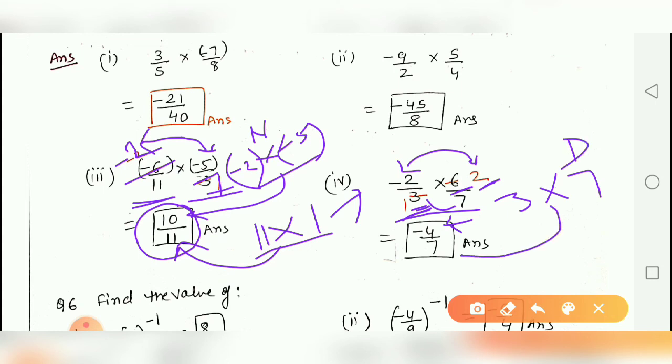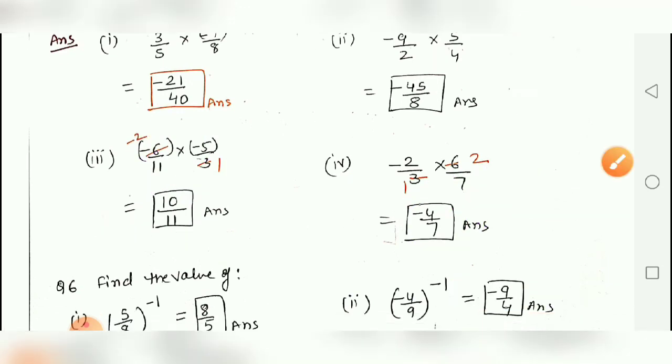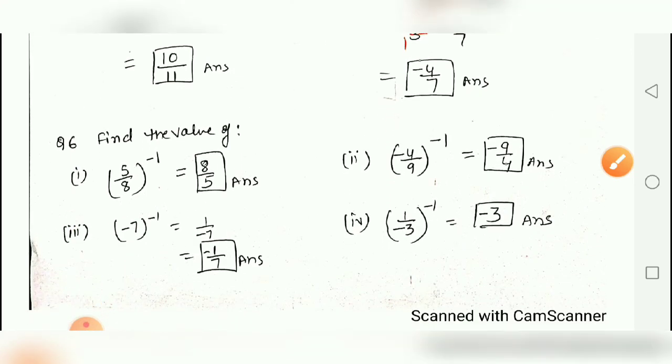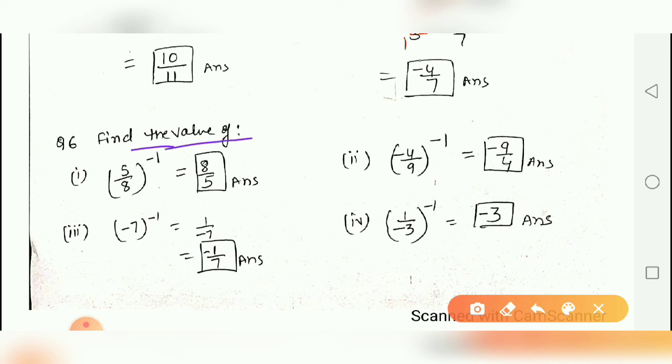1 into 7, not 3 into 7, it is 1 into 7. So we will get 7 as an answer. So our answer is negative 4 upon 7. Now let us do the sixth question. Here he is asking find the value. Again in this also we have done the 4 parts.